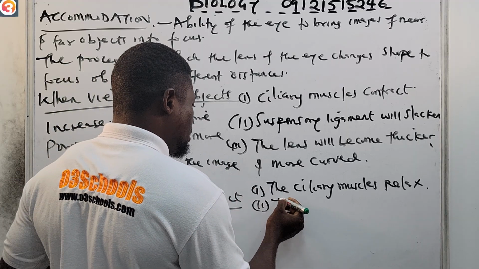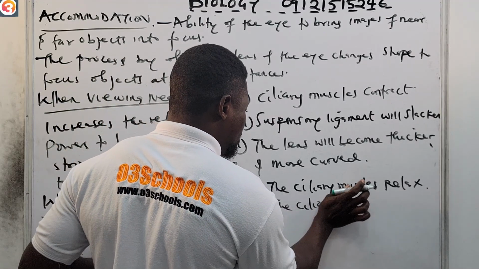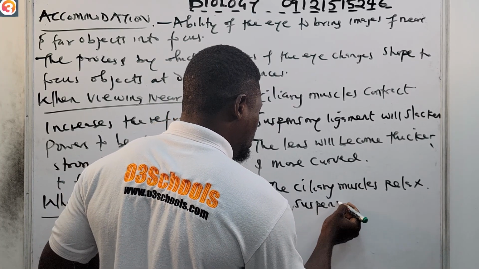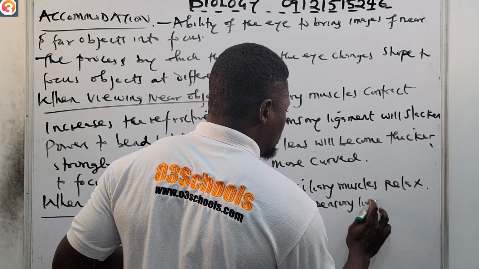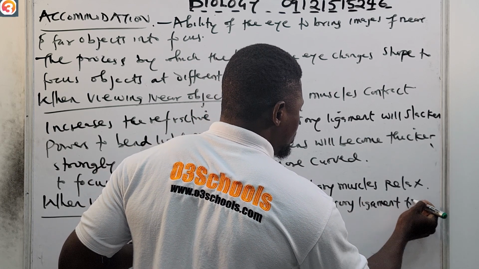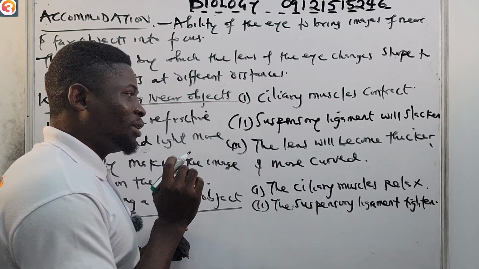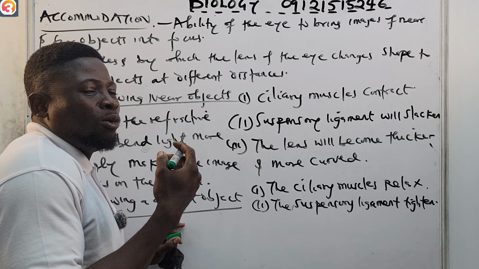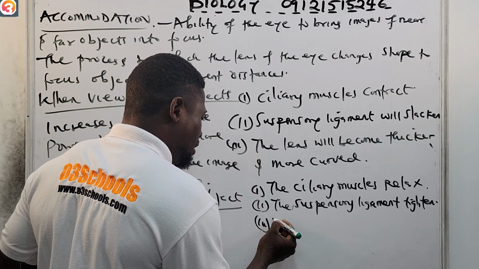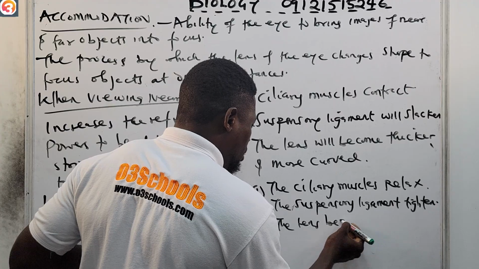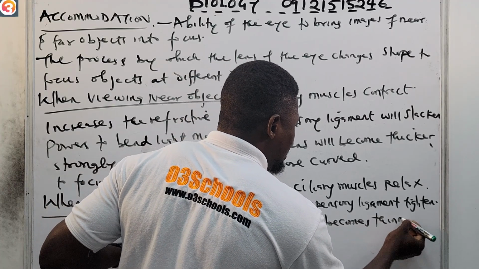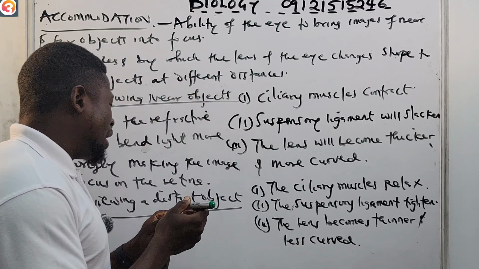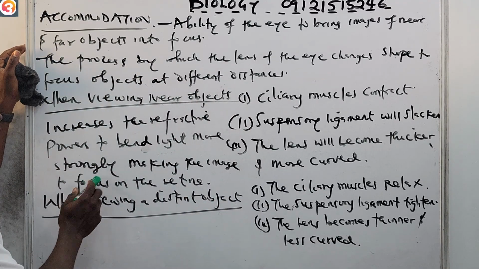Number two, the suspensory ligament will tighten. Then what will happen to the lens? The lens will not become thicker this time. Instead, it will become thinner and less curved. So number three, the lens becomes thinner and less curved. And what will happen to the refractive power? Will it increase or decrease this time?